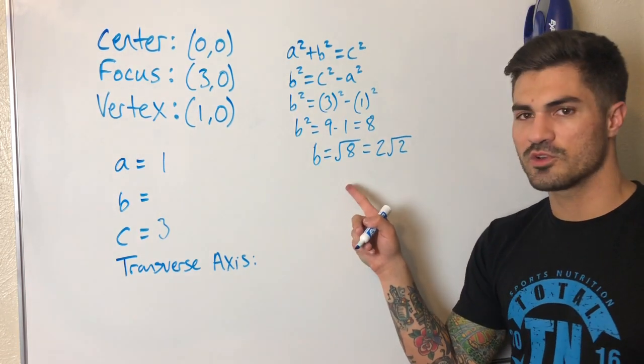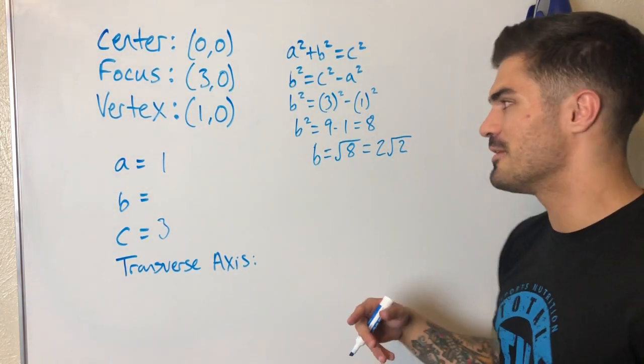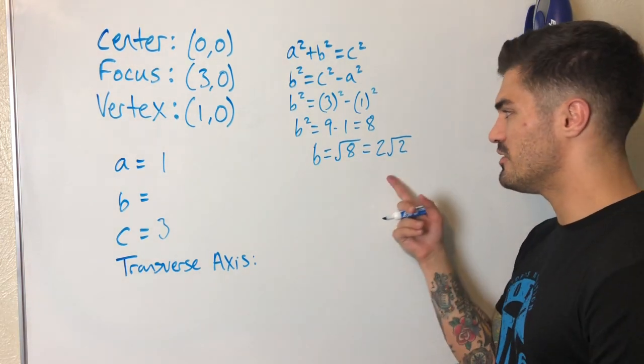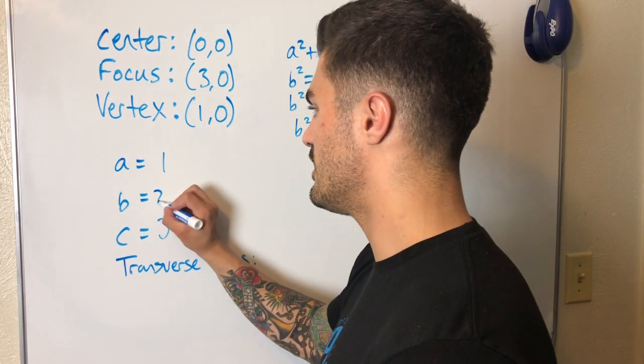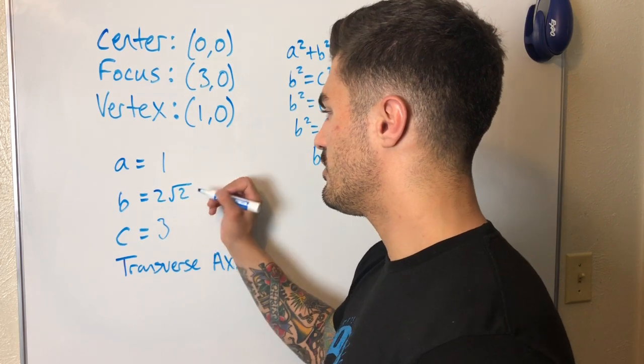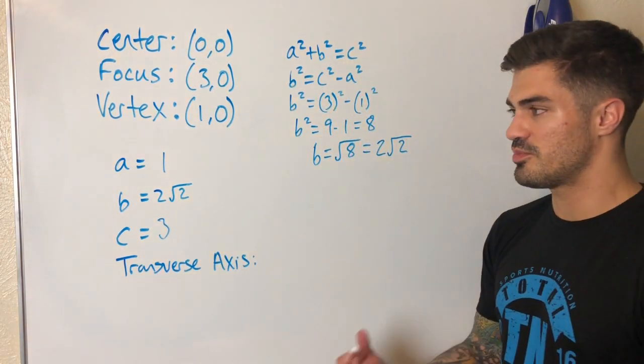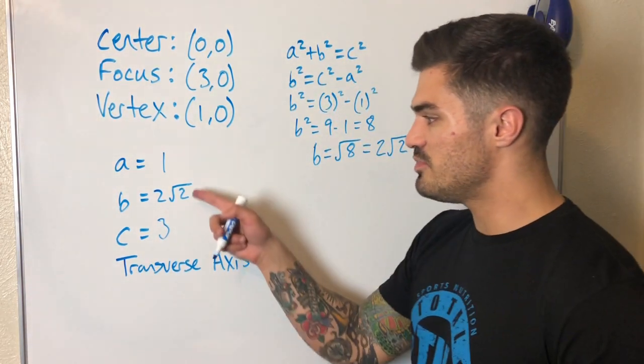Basically, I rewrite that as 4 times 2, then I pull out the 4, right? So either way, you could even punch this in a calculator and get an estimate if you'd rather do that. It all depends on you and what the instructions of the problem tell you. So now I have A, B, and C.